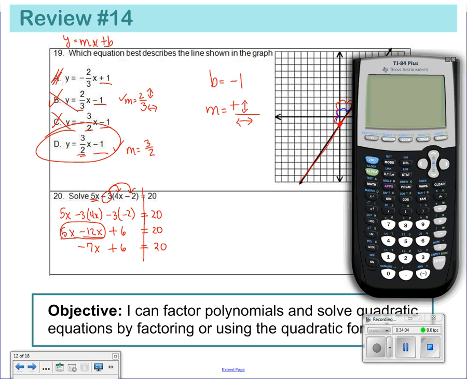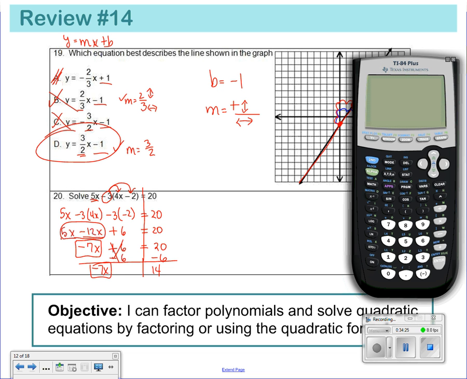Now I can solve for x. I'm going to box my variable with the coefficient. I need the negative 7x by itself, so let's get rid of the 6. We're going to subtract 6 from both sides. And it gives me a negative 7x. It's still in my box. Positive 6 minus 6 is 0. I did the right thing. And 20 minus 6 is 14.